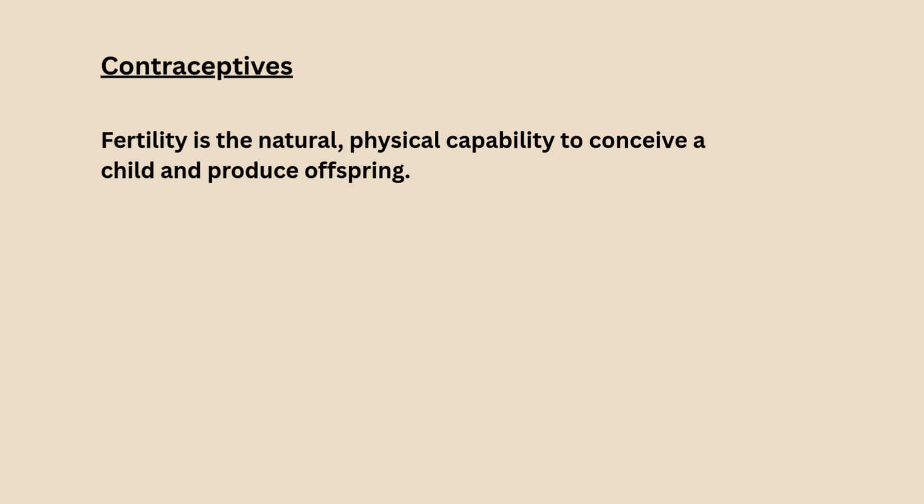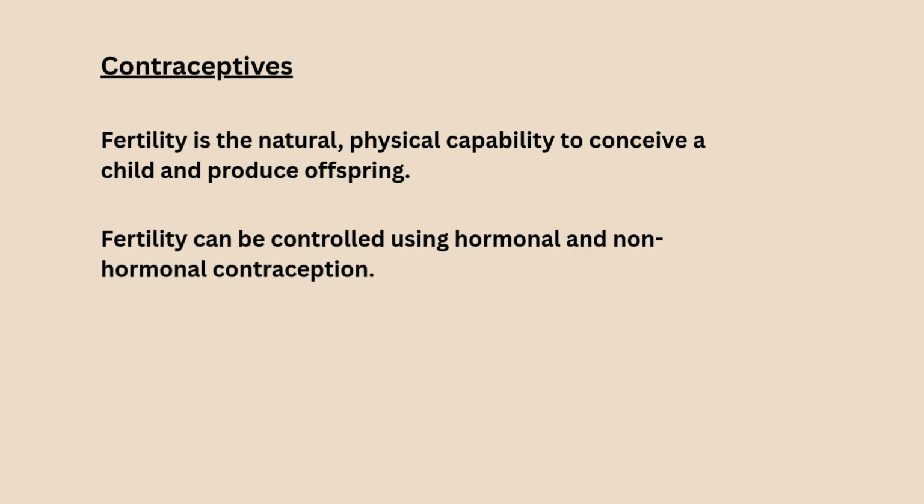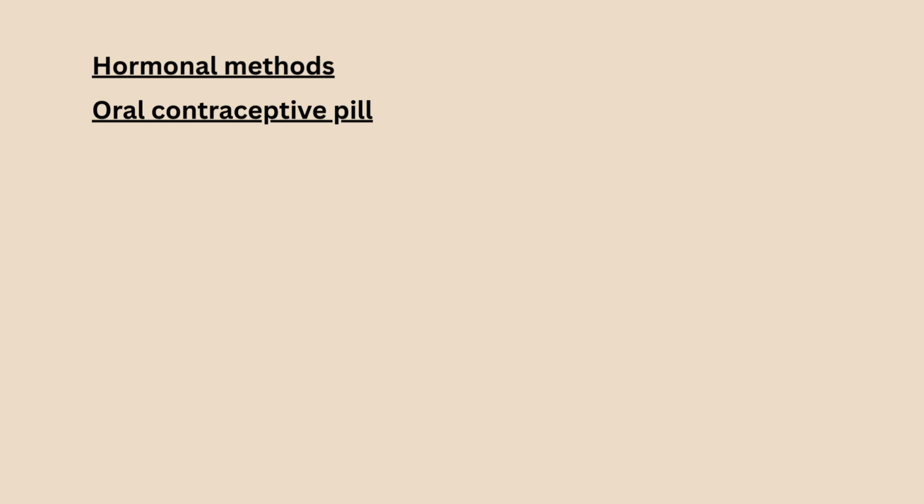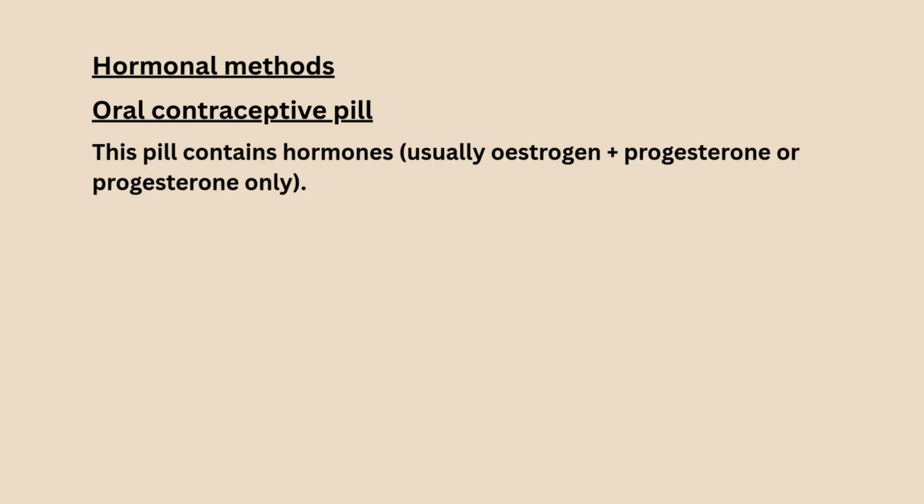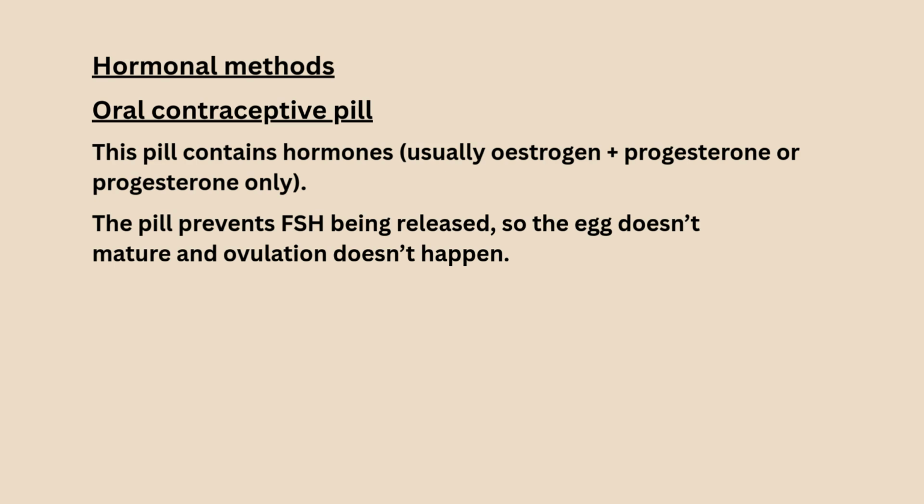Fertility is the natural physical capability to conceive a child and produce offspring. Fertility can be controlled using hormonal and non-hormonal contraception. Hormonal methods: the oral contraceptive pill. This pill contains hormones, usually estrogen and progesterone, or progesterone only. The pill prevents FSH being released, so the egg doesn't mature and ovulation doesn't happen.